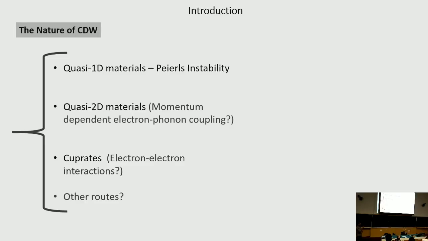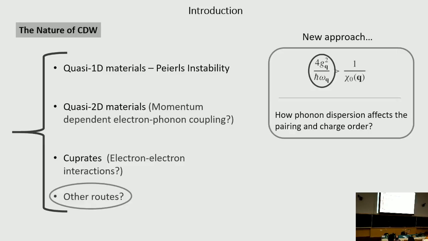Here we have quasi-one-dimensional materials that we know behave like a Peierls instability. We have quasi-2D materials, like, for instance, transition metal chalcogenides, where the proposed explanation is based on momentum-dependent electron-phonon coupling. And we have cuprates, where we don't know what's happening, but we believe that the electron-electron interaction should play some important role. But we are interested in other roads, alternative roads.